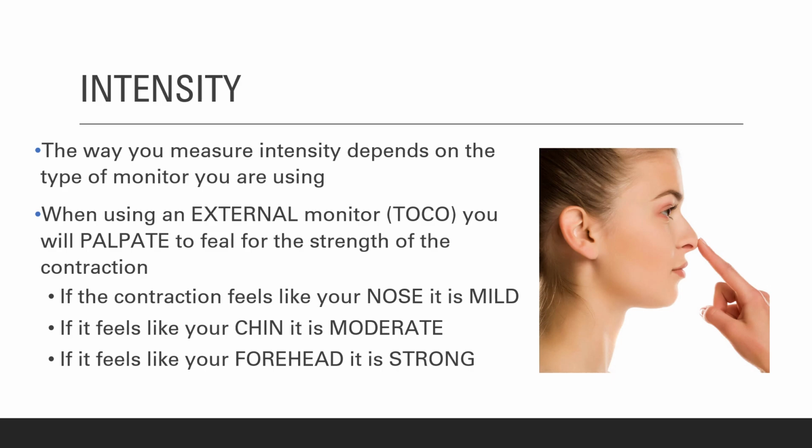So when we measure, we palpate the actual uterus, we palpate the fundus. That's where we put our toco. And when we're palpating the contractions, we can actually categorize it as mild, moderate, or strong. So if it feels like your nose, that's considered mild. If it feels like your chin, that's considered moderate. And if it feels like your forehead, that's considered strong.